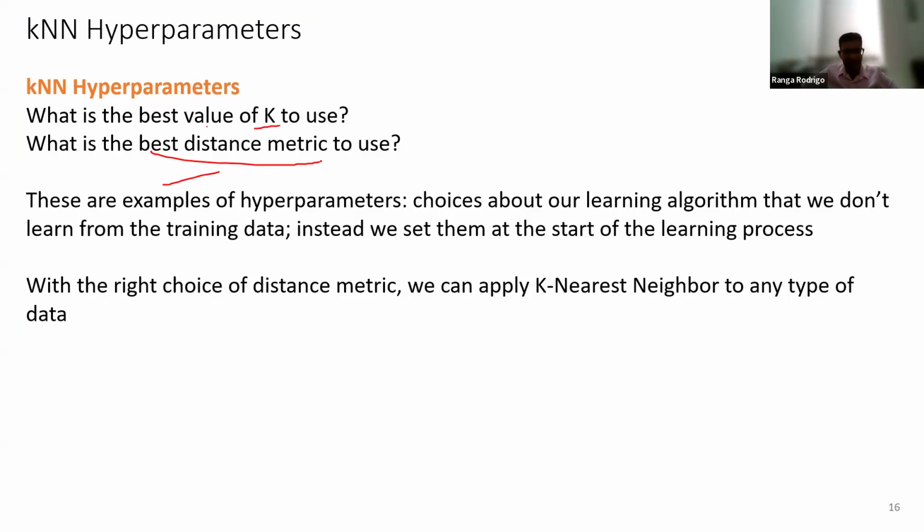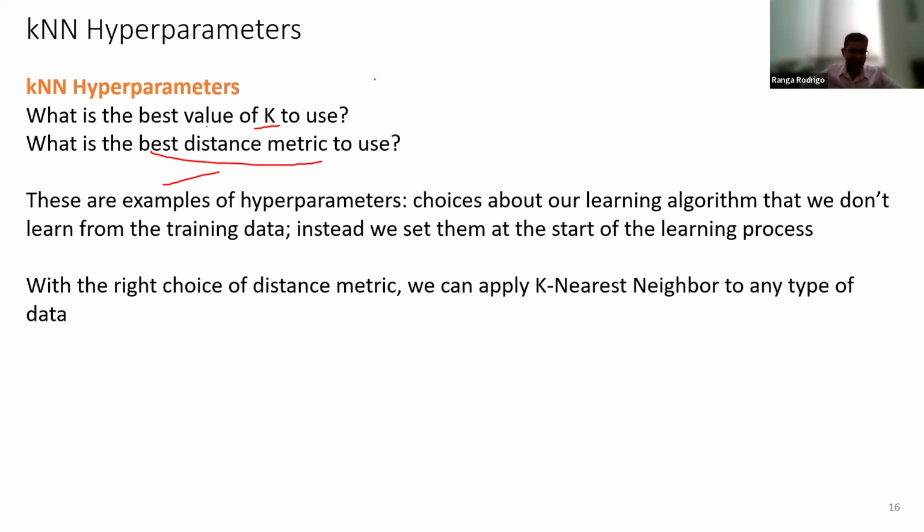The k number, like how many nearest neighbors do we use? The k is 1, 3, 5, and so on. You usually use odd numbers because then they can vote and pick the correct class. And the best distance, maybe we want to use Euclidean distance, Manhattan distance, or any other complicated, slightly different distance. There are examples of hyperparameters.